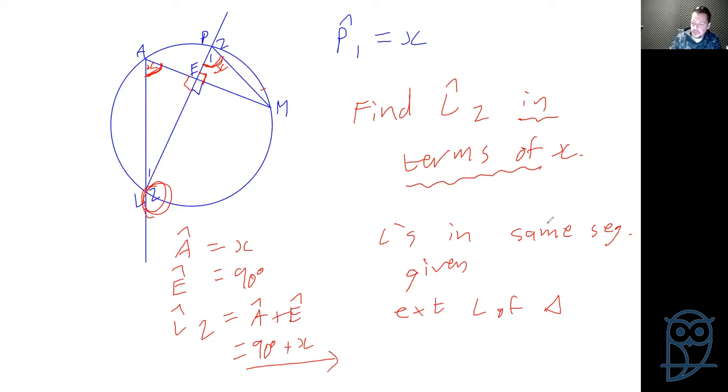Far simpler it looks like, but either you see it or you don't. Because remember, exterior angle of a triangle, this is an exterior angle because your side was extended, and the exterior angle of a triangle equals the interior opposite two angles added together. So it is the sum of the opposite two interior angles.